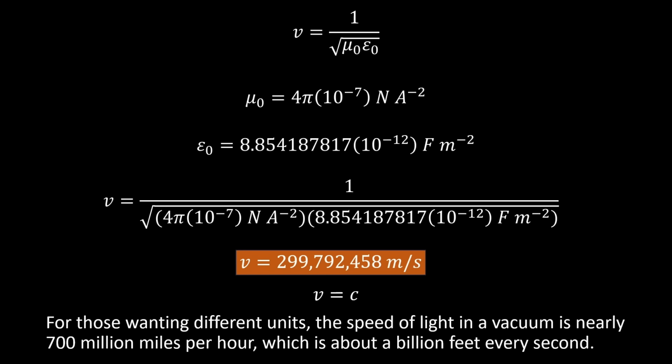For those wanting different units, especially those in homeland America, the speed of light in a vacuum is nearly 700 million miles per hour, which is about 1 billion feet every second. Granted, this really doesn't help you visualize this, but this wave can travel around the world about 7 or 8 times every single second.